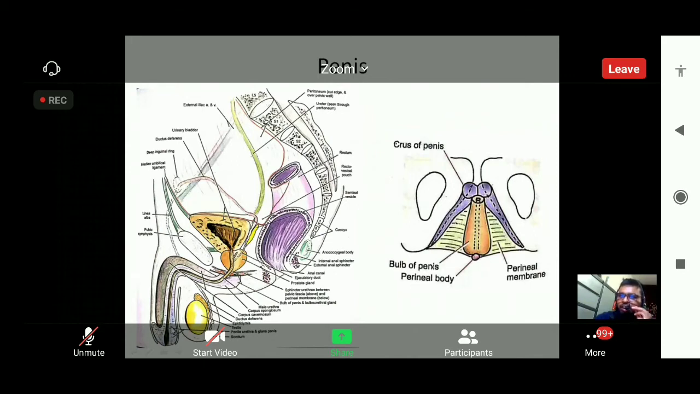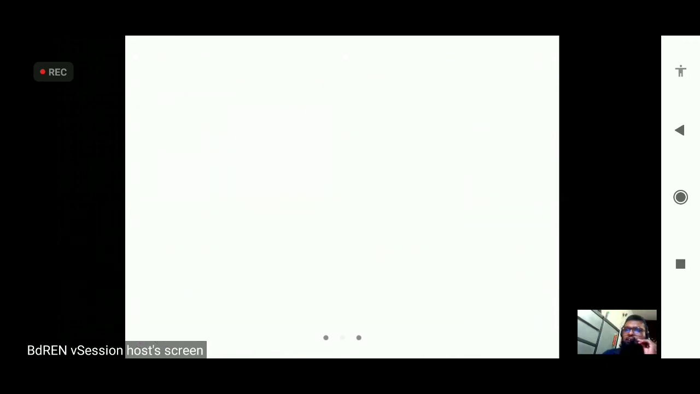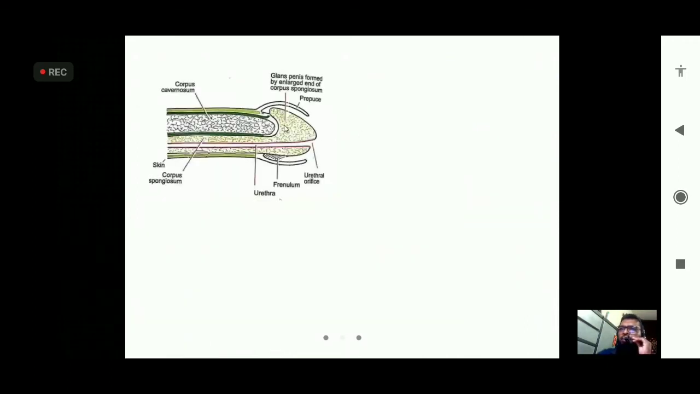Body of the penis has two parts. Let us first identify the parts, then we can go to that. One is the glans penis, the most distended, most distal and widest part of the penis. Just behind it is the corona glandis, where the glans penis posteriorly forms a rim-like structure. Behind it, it is narrow, and that's called the neck of the penis.